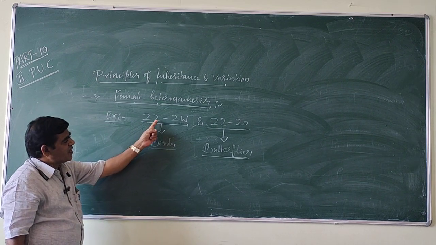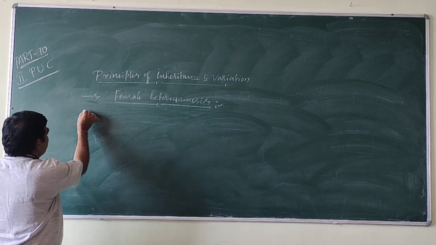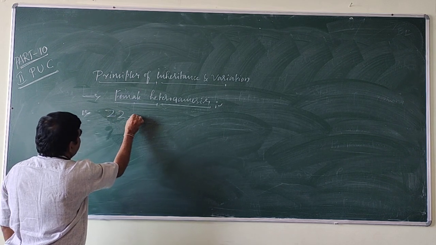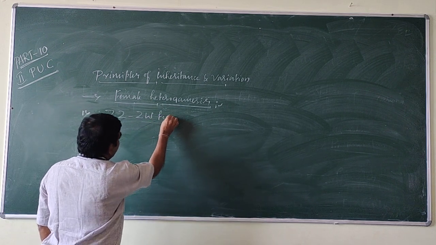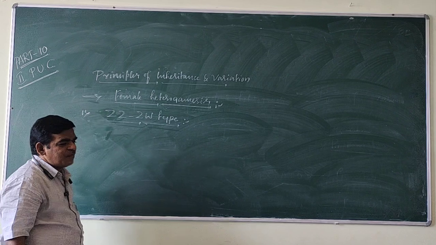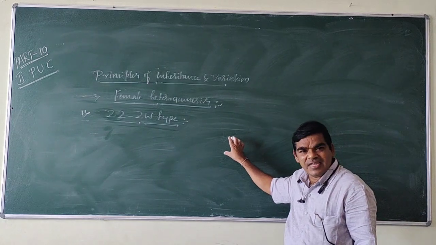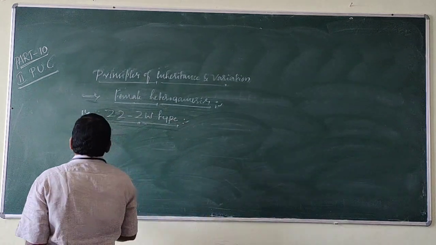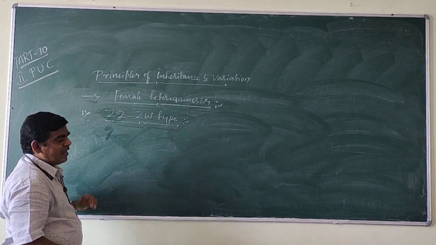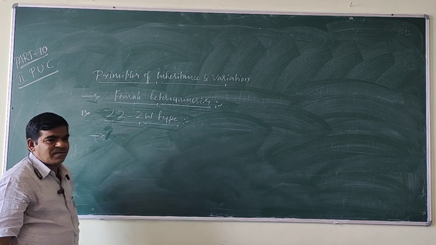First, I will discuss the ZZ and ZW type of sex determination. This type of sex determination is found in birds. Here the male is homogametic and females are heterogametic. So this type of sex determination occurs in birds.